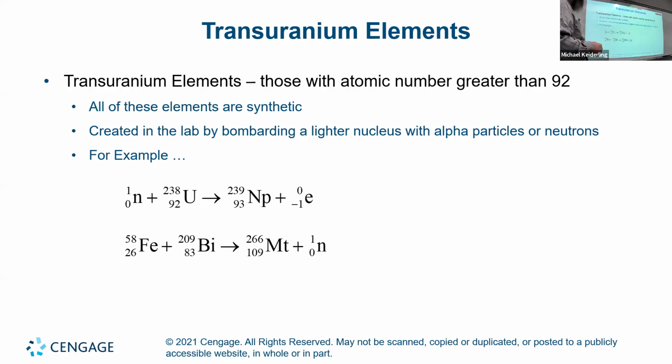So if you bombard uranium-238 with a neutron, it turns into neptunium-239 and spits out an electron. If you slam iron into bismuth, iron-58 into bismuth-209, you get, I don't remember what this is, Mt-266 and a neutron.